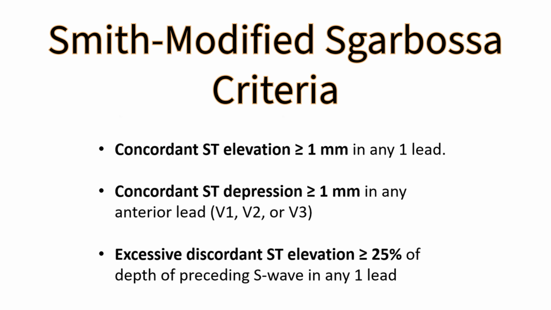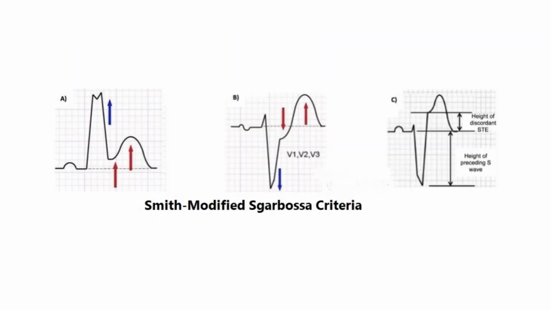So along came the Smith modified Sgarbossa criteria, and from its origin was supposed to identify changes on an EKG with a left bundle branch block that were STEMI equivalents. They took away all the point system and just came up with these three things. Basically, the first two are unchanged, and the last says excessive discordant ST elevation greater than or equal to 25% of the depth of the preceding S wave in any one lead rather than 5 millimeters of discordance. So now we have a set of criteria that we can use when analyzing an EKG with a left bundle branch block to identify STEMI equivalency.